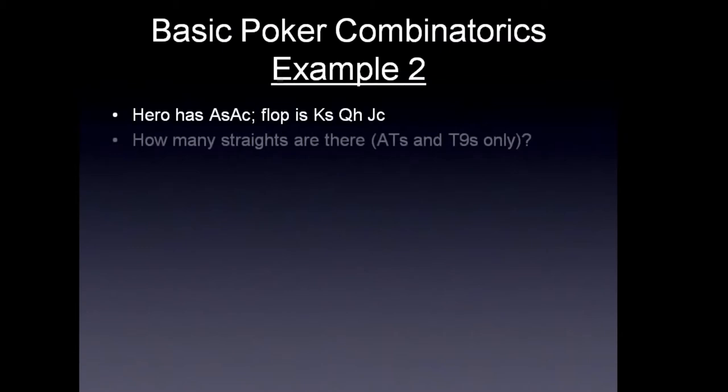Example number 2. Hero has pocket aces, black aces. Flop is king of spades, queen of hearts, jack of clubs. And this example will lead back into open office, so this will be the last one.